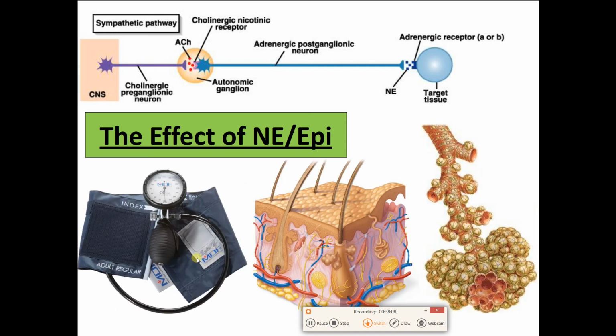Arrector pili are going to contract, getting those hairs to stand up to make you look scarier. Sweat glands are going to make more sweat. Airways are going to dilate. Smooth muscle in airways is going to dilate, relax, letting you get more air in and out. Your pupils actually get wider. Parasympathetic makes your pupils get narrower, constricts them. Sympathetic widens them. Think about how somebody gets wide-eyed if they're frightened, okay? So these are all things that make sense in light of that fight or flight idea, all right?